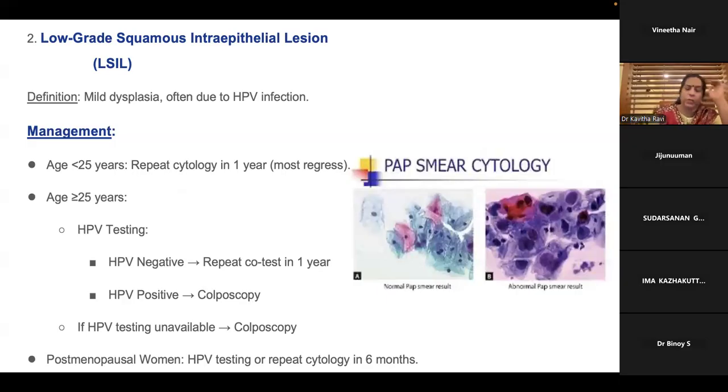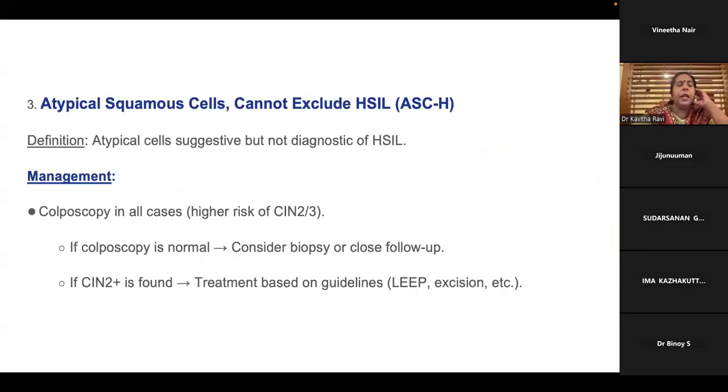Then postmenopausal women, again, HPV testing is a must, or repeat cytology in 6 months. So we have to follow them up more frequently than the younger females. Now, another higher category, that is atypical squamous cells, but cannot exclude HSIL.